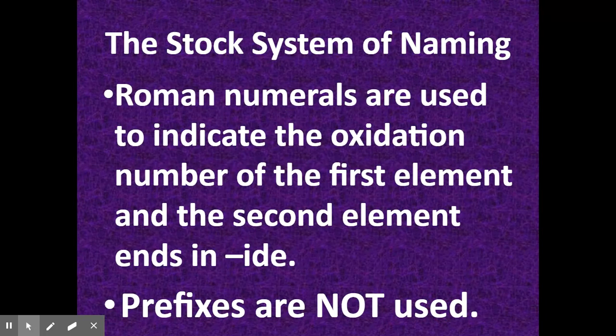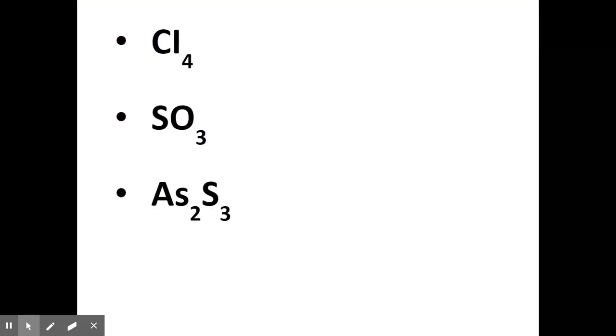Now we're going to look at how we name these. We're going to use the stock system, which means we're going to use Roman numerals, and our Roman numerals here are going to indicate our oxidation numbers. The first element will have the Roman numerals to indicate the oxidation number, and the second element is going to end in -ide, and it won't have Roman numerals. We are not using prefixes. These molecular compounds you can name 2 different ways: with prefixes, or with Roman numerals indicating their oxidation number. So the first thing we have to do is determine the oxidation numbers.